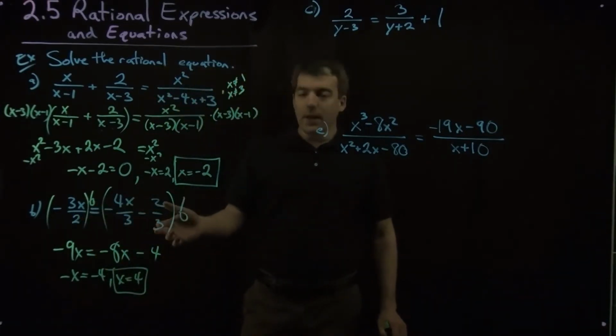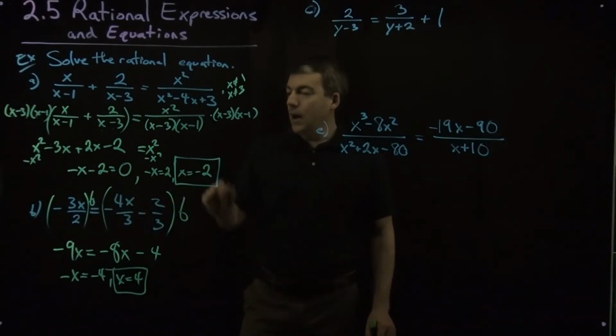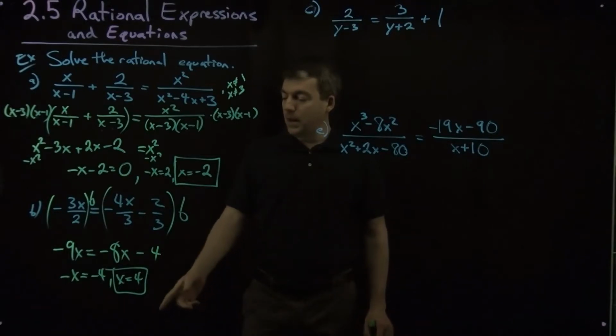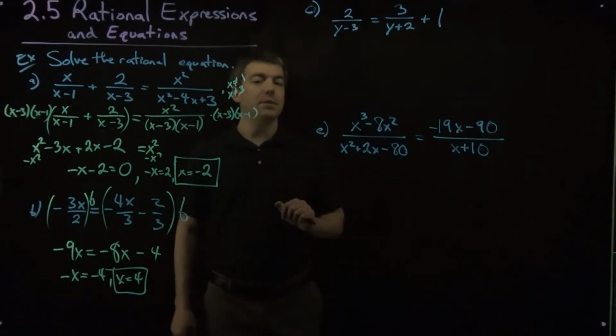Note there's no variable in the denominator, so we don't have to worry about any domain restrictions for this. X equals 4. Okay, let's do a couple more examples.